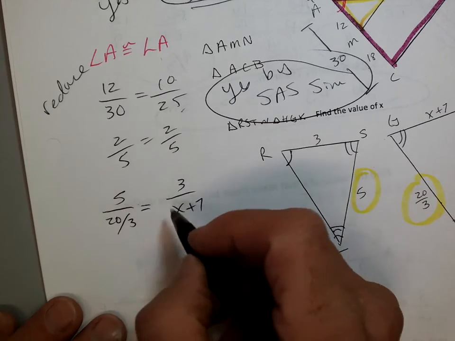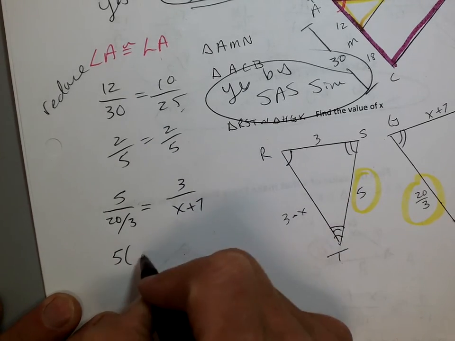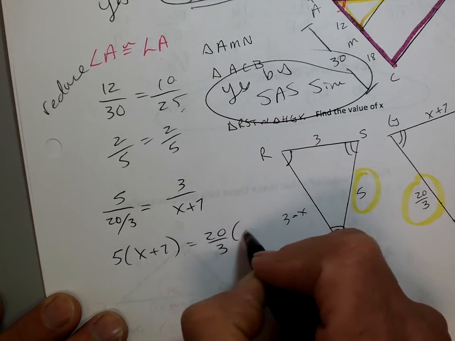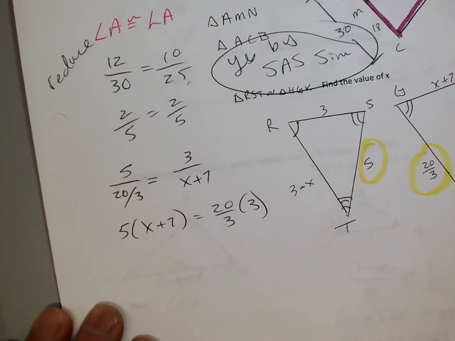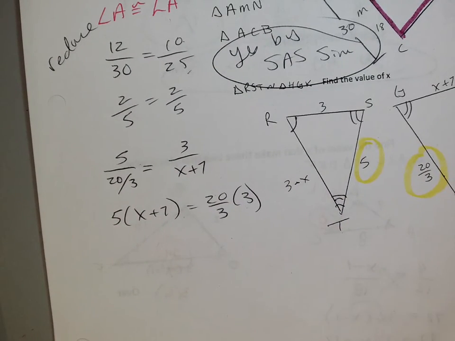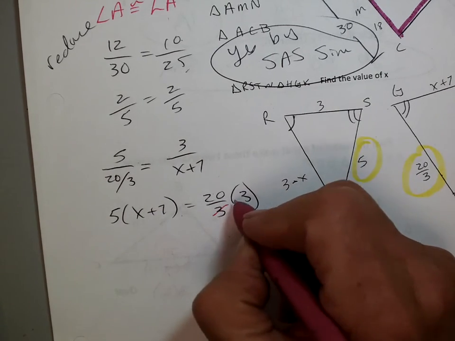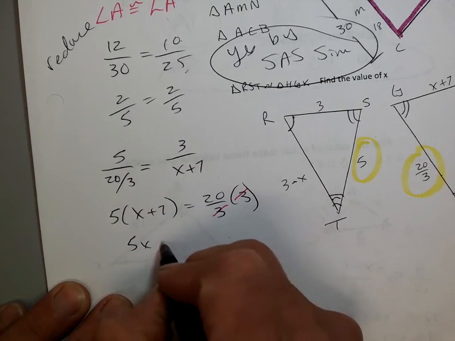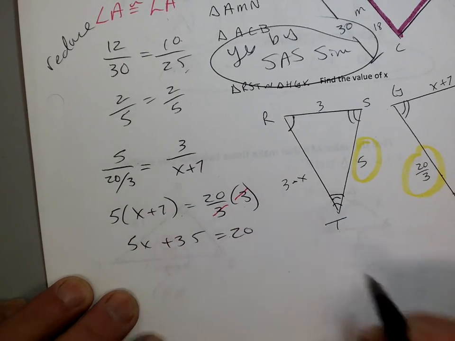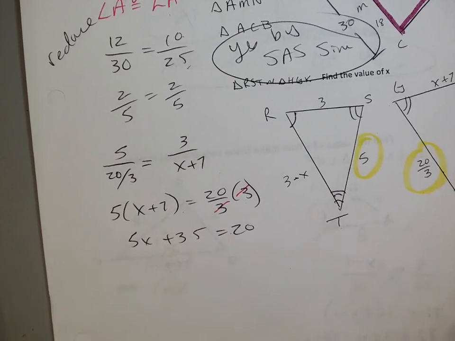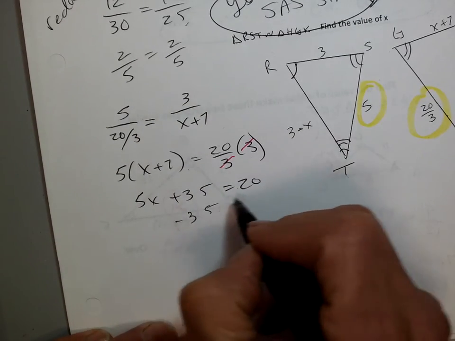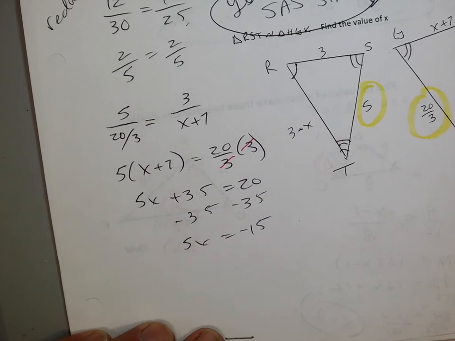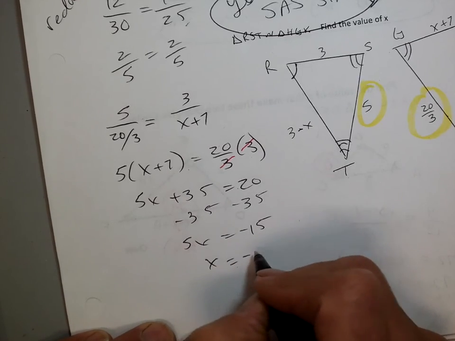Okay, let's cross multiply. If I cross multiply, I'd get 5 times (x plus 7) equals 20 over 3 times 3. Oh, I like that because my 3's are going to cancel. That works really nicely for me, because with the 23rds, they cancel, and then it's just 20, right? 5x plus 35 equals 20, right? Minus 35, minus 35. 5x equals negative 15. x equals negative 3.